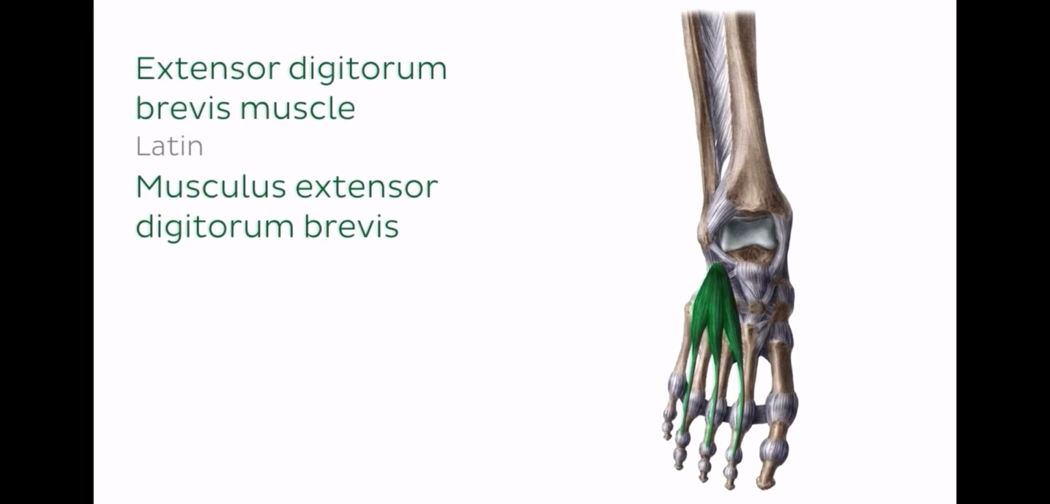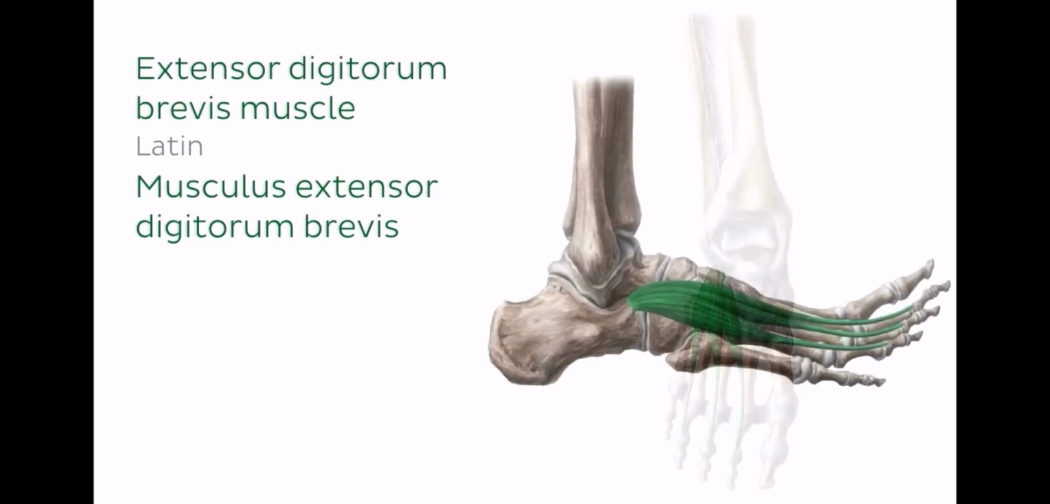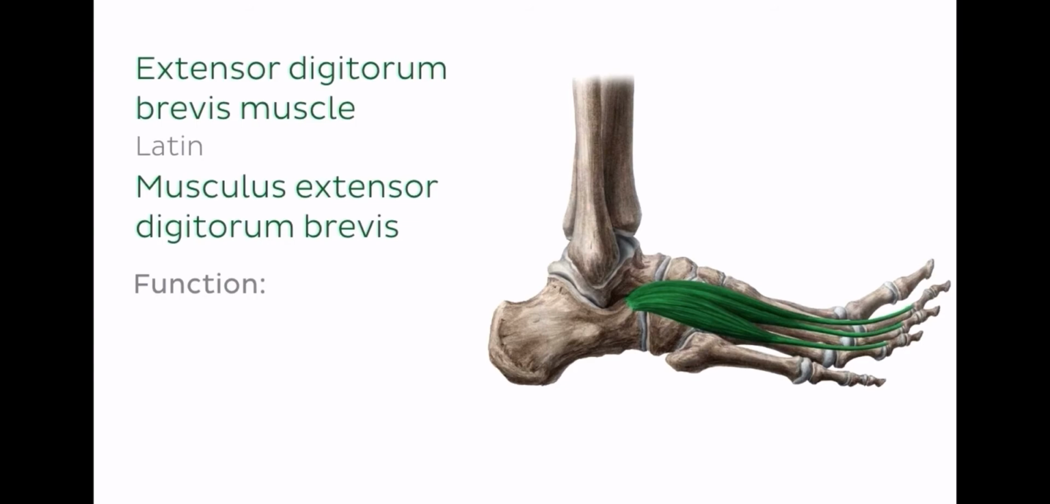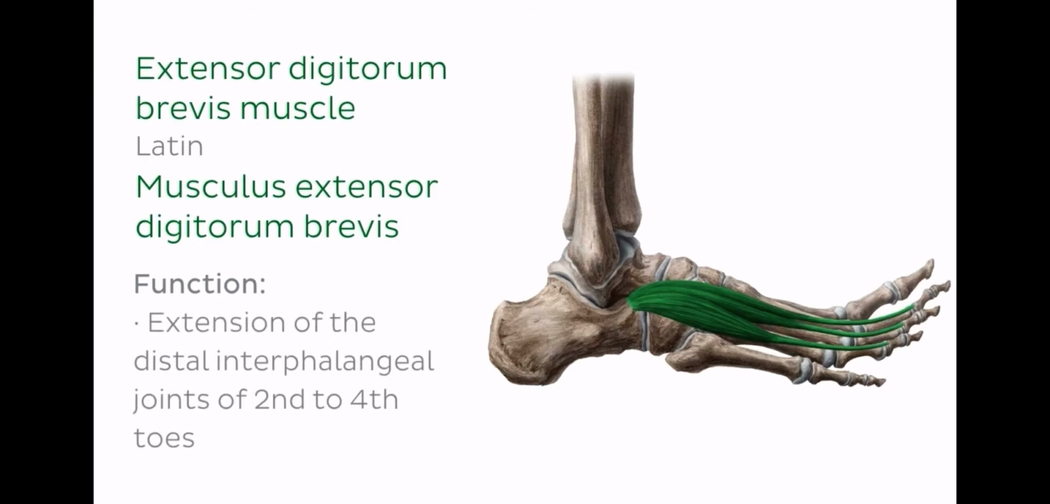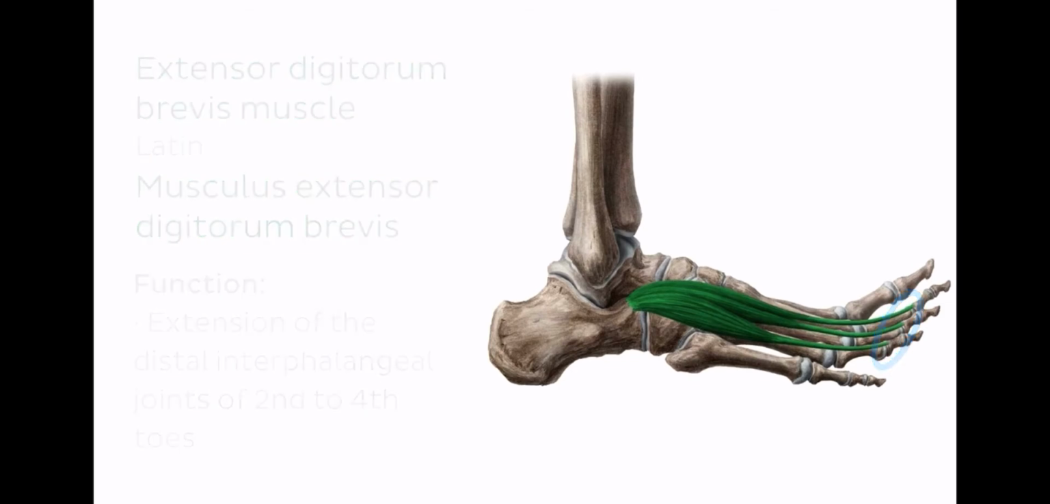And in our image on the right, we're looking at the right foot from a superior view. But to make things easier in terms of function, I'm just going to bring in this lateral view of the foot. So we're looking at the right foot laterally. And as you can see, the extensor digitorum brevis muscle helps to extend the second to fourth toes at the distal interphalangeal joints. So I'm just circling the second to fourth toes for you. And these are the metatarsophalangeal joints, while these are the proximal interphalangeal joints of the second to fourth toes.